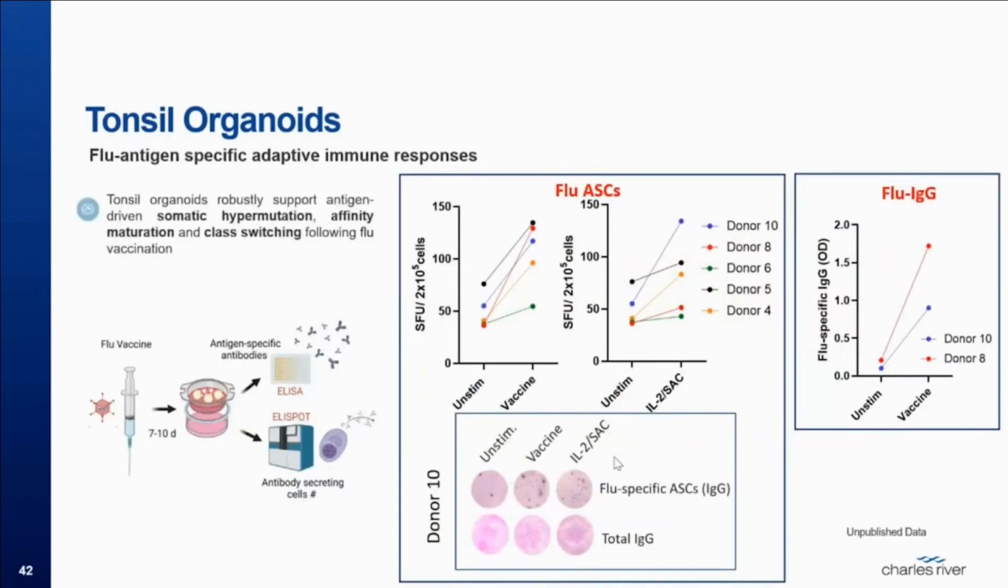And so what we did was a relatively simple experiment where we stimulated these organoids with flu vaccine, waited for around 10 days, and then we looked to detect flu antigen-specific antibodies, so flu IgG, and flu-specific antibody-secreting cells. And what you'll see from the graphs, both for the ASCs and the IgG, is that when you stimulate with a vaccine, all of the donors will respond. But what's interesting is they respond with a different magnitude. And we and others think that that likely reflects what happens in the general population.